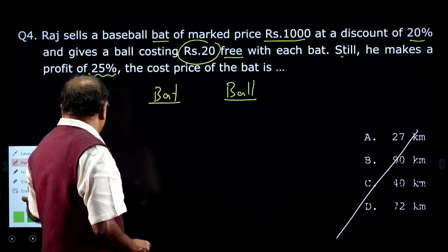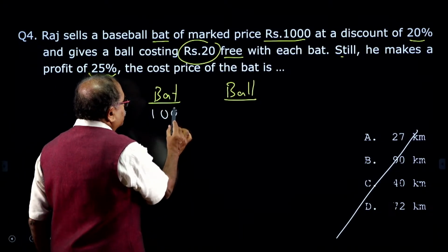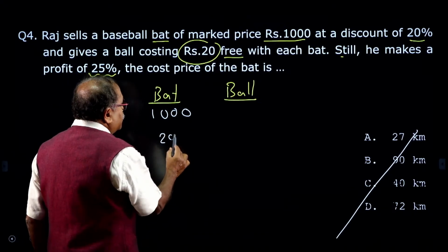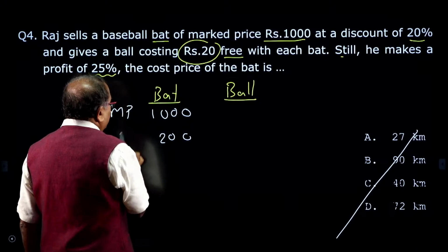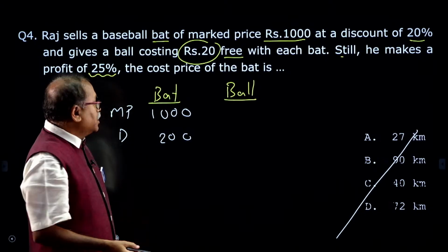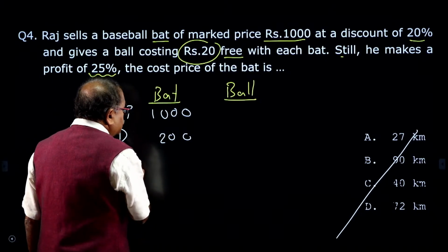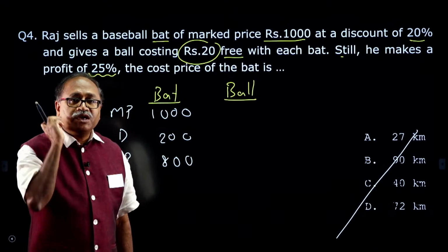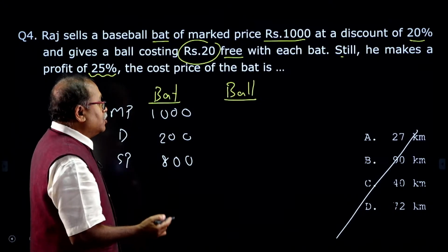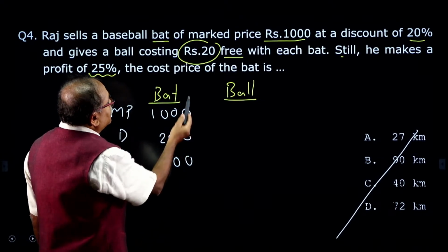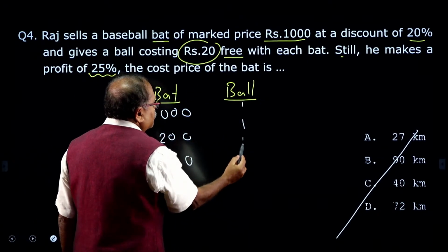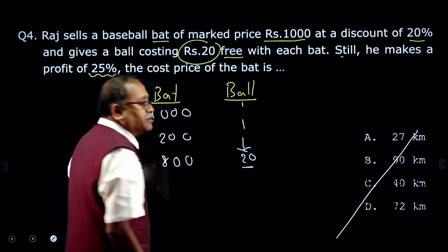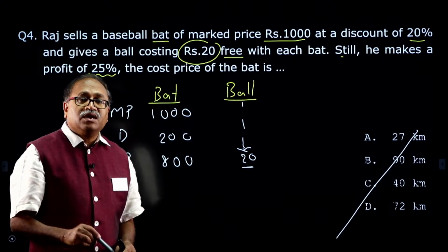Anyhow, I know that 1000 is the mark price, and 20% discount is there, that is 200 discount. I am just writing mark price and discount, right. Okay. Now, what is the selling price over here? The selling price will be 800. Selling price will be 800. Okay. Now, here he gives a ball of 20 rupees free. Then what is the actual selling price?